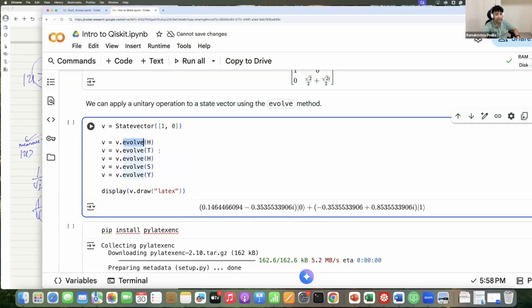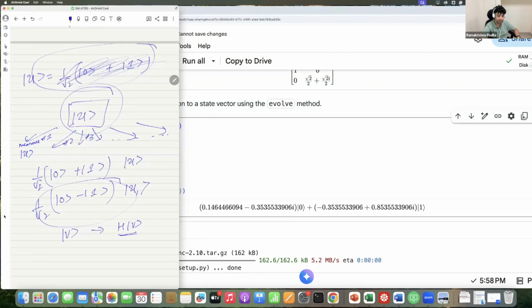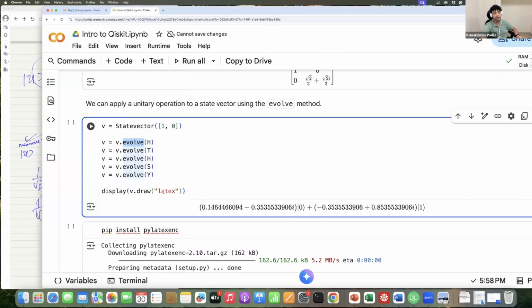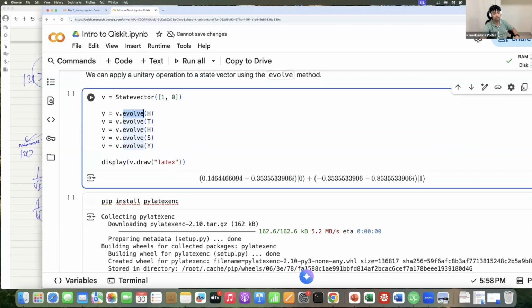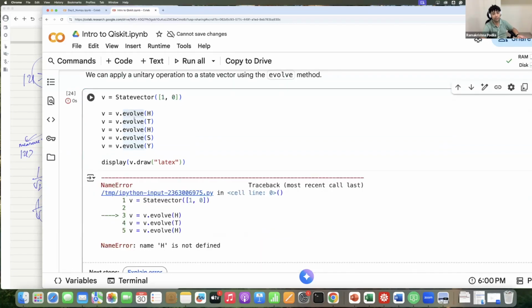Then I'm applying T, right? So then I would have THv. This is the new state, right? Then I am applying Y. Then I am applying S, right? So that's how you would get different gates. So you can use this evolve.